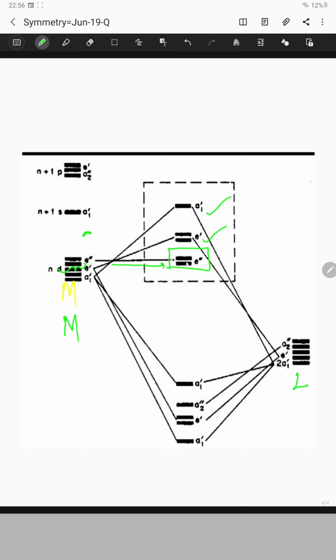So even from the molecular orbital energy level diagram, we can conclude that E double prime is the set of d orbitals that do not participate in bonding, therefore they are non-bonding. And which are these d orbitals? That can be found from the character table.